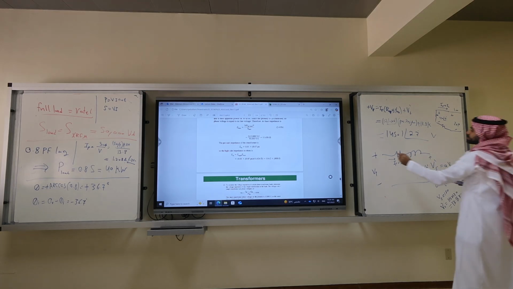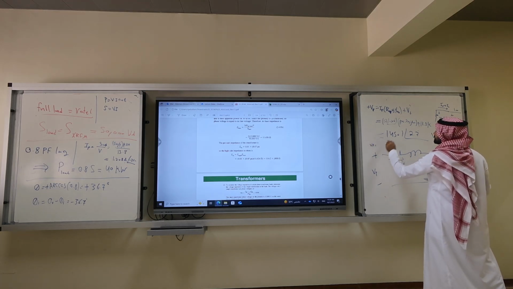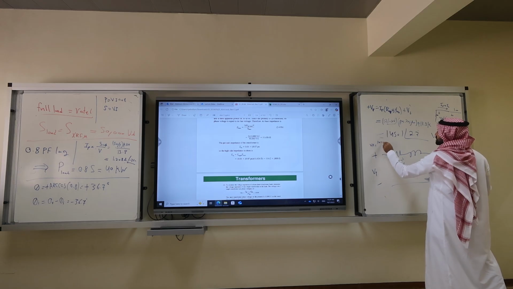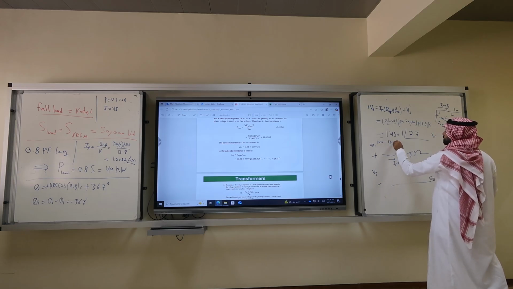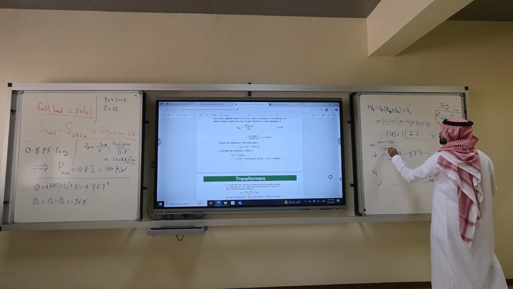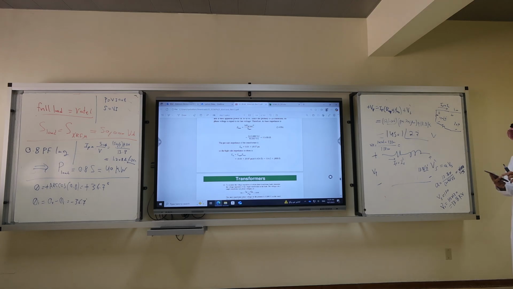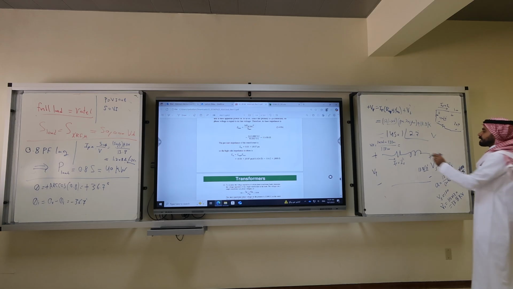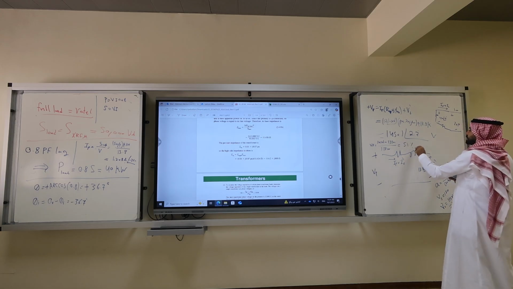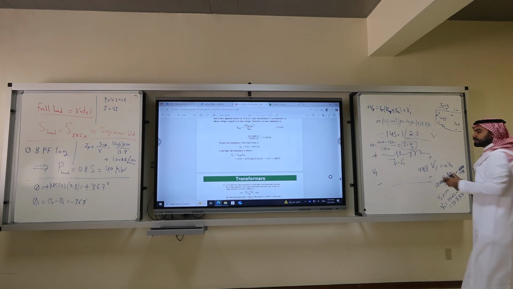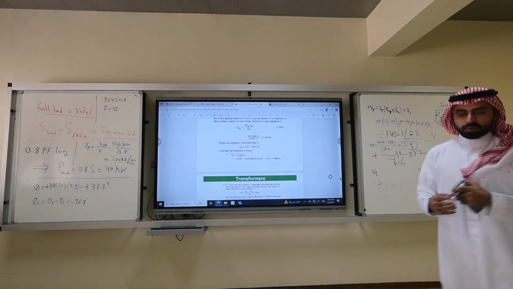So what is my VR? It's VP minus VS prime over VS prime. So 14,501 minus 13.8 kilo over 13.8 kilo is 5.1%. Get it? That's how to do it. That's the professional way of doing it.